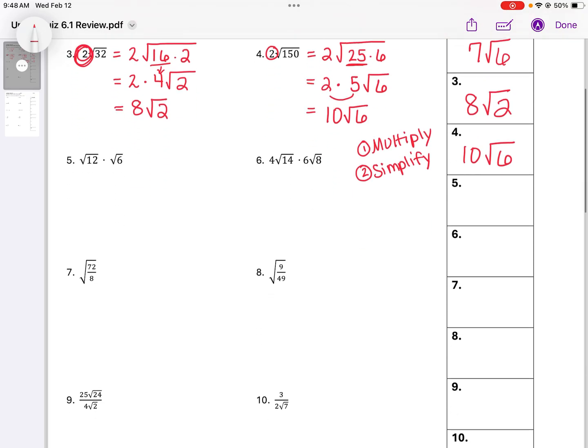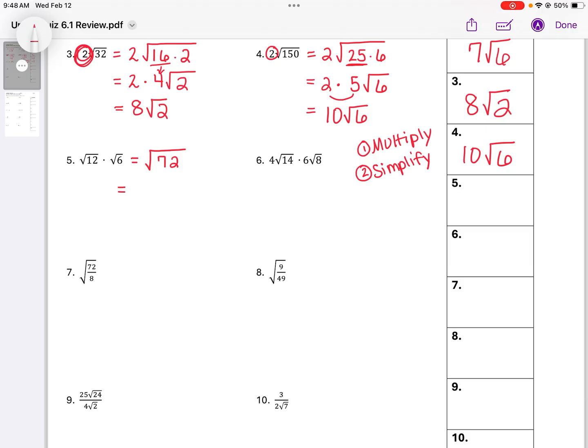Okay, so let's do number 5. On number 5, I don't have any numbers in the front of the radicals, so I'm just going to multiply what's under the radical. And what's under the radical is going to stay there. When I multiply 12 times 6, 12 times 6 is 72. So square root of 12 times square root of 6 equals square root of 72. And then I'm going to go through my simplifying process.